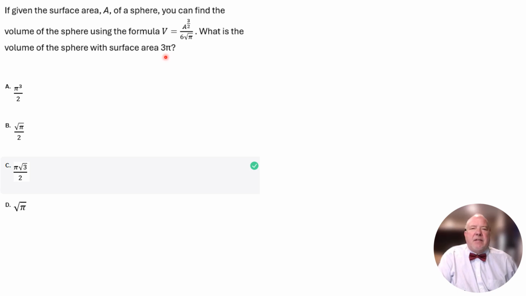So we're just going to simply substitute 3 pi in for A and then simplify this. This is our A value here, the 3 pi. When I substitute that in, I end up with V for volume equals 3 pi, which I'm going to put in parentheses because it's this whole thing to the 3 halves power, and that's all divided by 6 times the square root of pi.